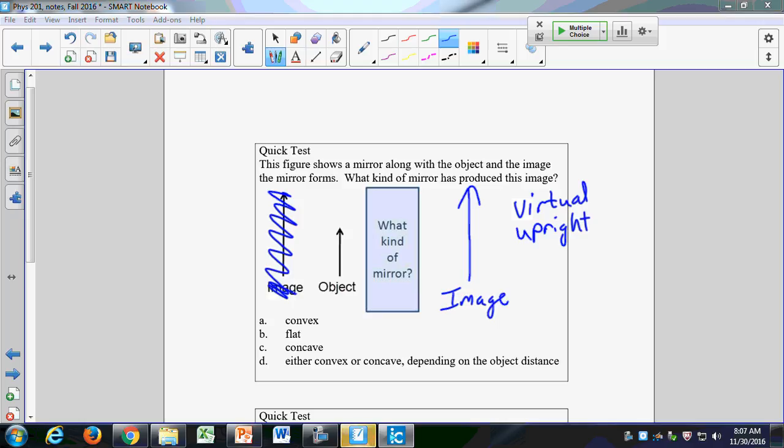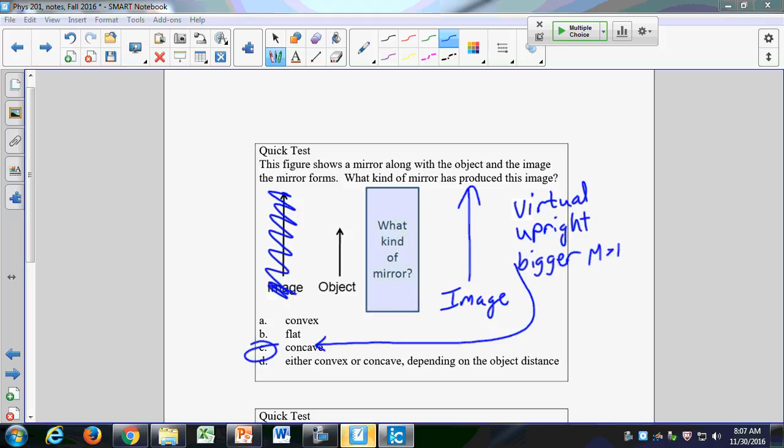If it was a flat mirror, it would be the same size as the object. If it was a convex mirror, it would be smaller than the object. Because it's bigger than the object, that means that it is a concave mirror. It's virtual, upright, and bigger. That means the magnification is greater than 1. And so this leads you to concave. It has to be a concave mirror.